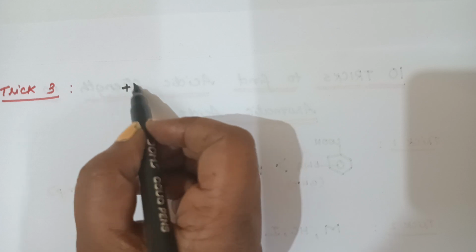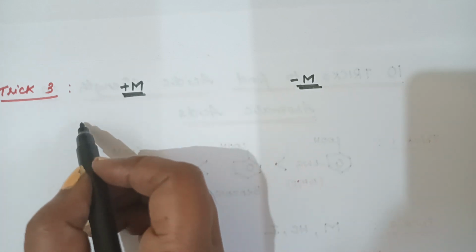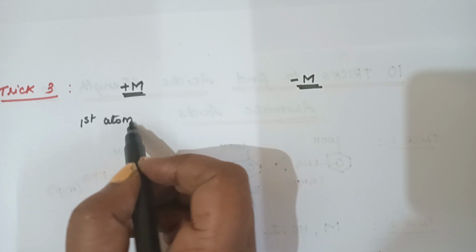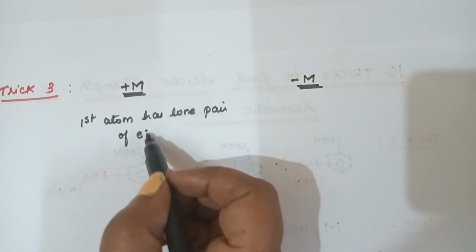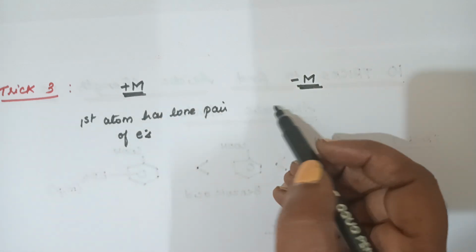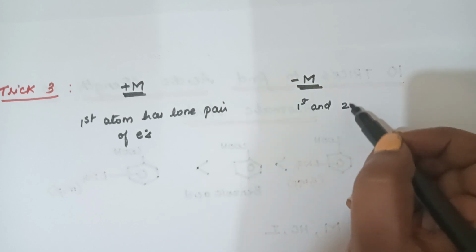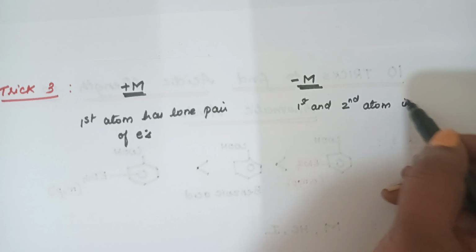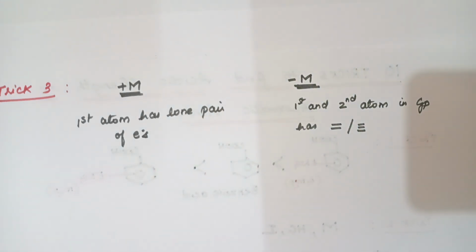So plus M and minus M effect we studied already. If you don't know whether the group shows plus M effect or minus M effect, I'll teach you a trick. Plus M effect, minus M effect. Suppose in the group, if the first atom has a lone pair of electrons, then it shows plus M effect. Suppose the first and second atom in a group has a double bond or triple bond, then it shows minus M effect.